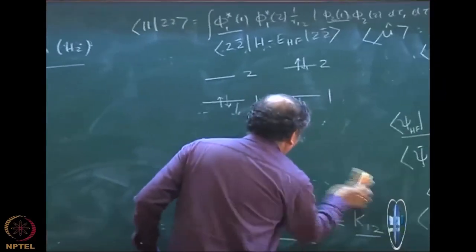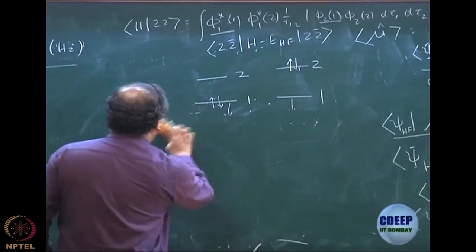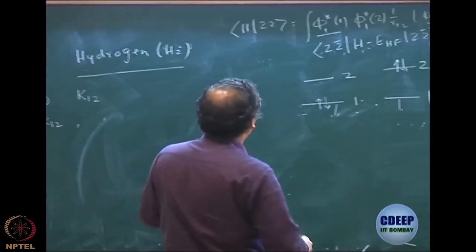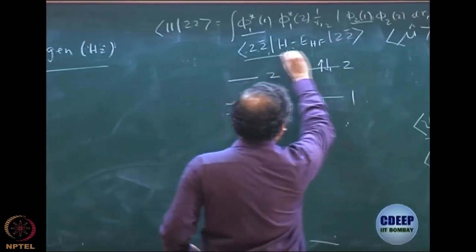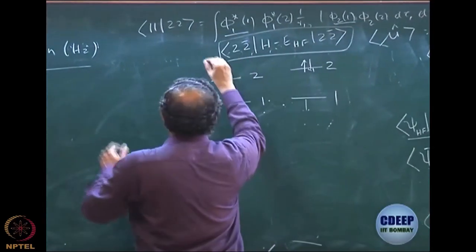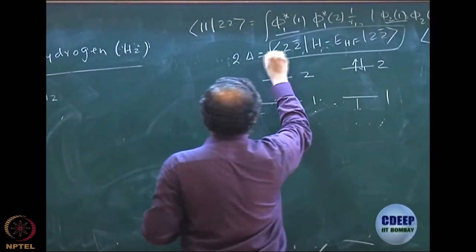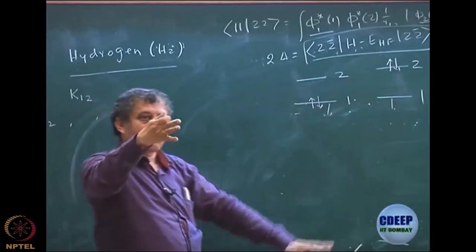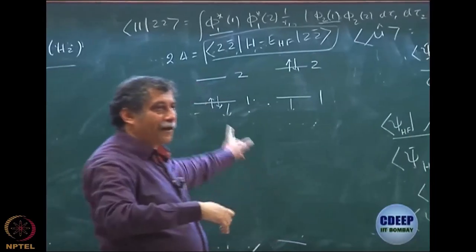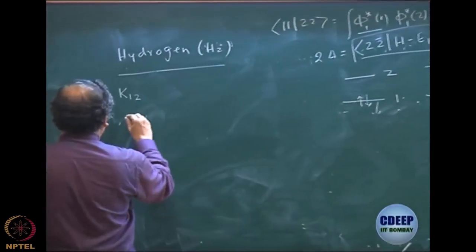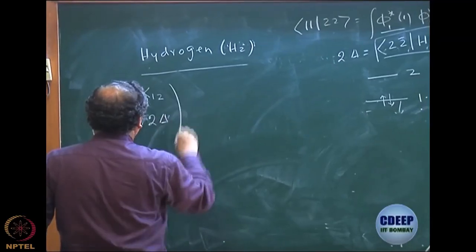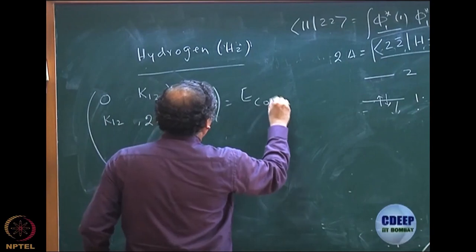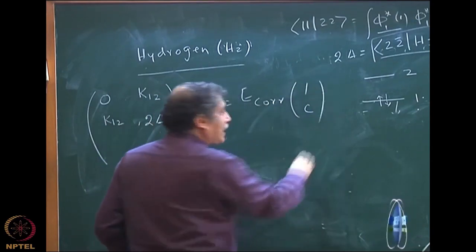Right now it is just a number. Why I am calling it K is what I am trying to justify, because otherwise it is a number. This quantity which will come here, let me call this 2 delta. I can expand this by the Slater rule, which I actually gave as one problem in the quiz, and I defined this as 2 delta. So this becomes 2 delta. Then you have 1 C equal to E correlation 1 C. Very simple problem. In fact, this is something I gave in the quiz.